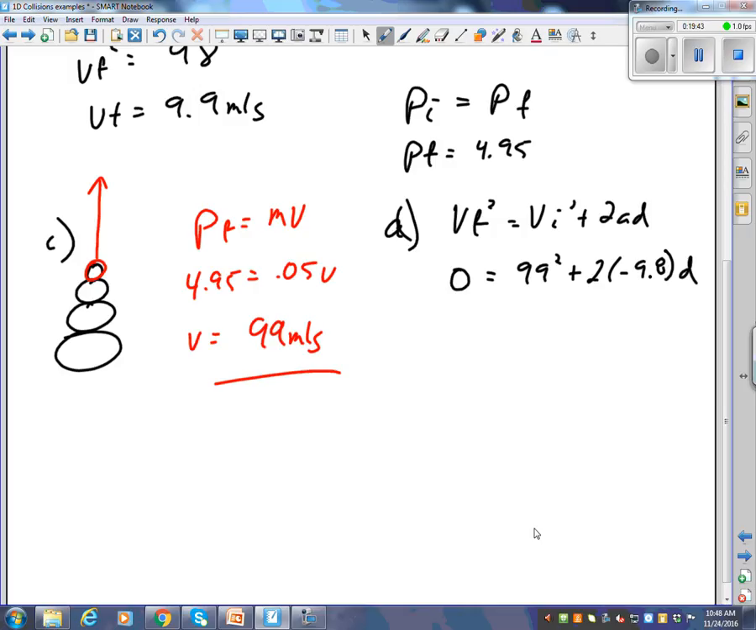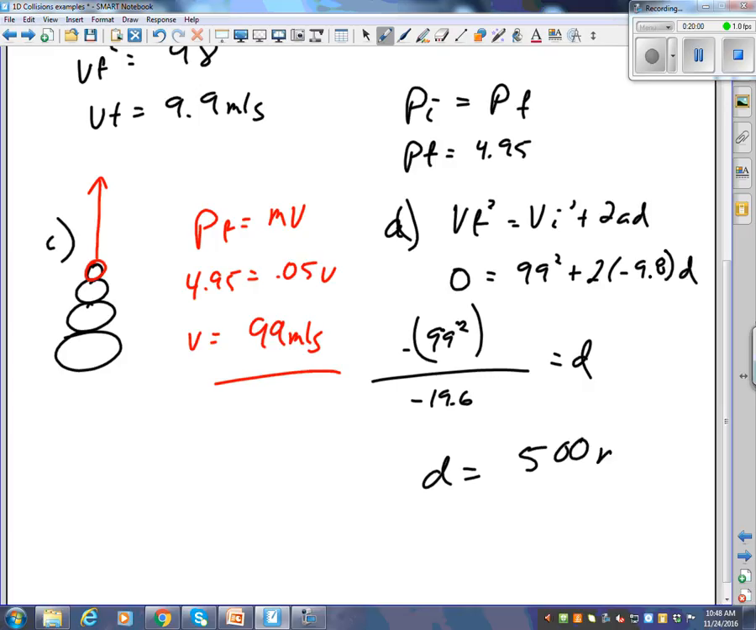I got 99. So you're going to take 99 squared to the other side. It becomes negative, and you're going to take the minus 19.6 to the other side, and you're going to get a displacement of 500 meters. I got like 9,800 meters, so yay. That's like 9 kilometers.